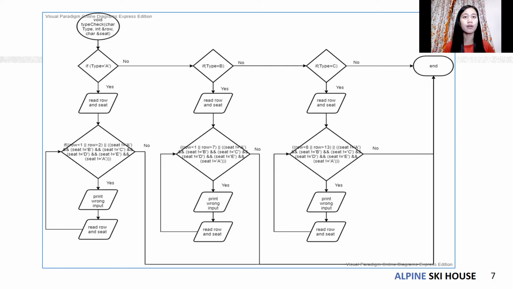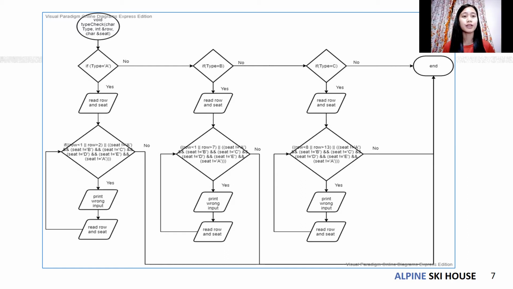From the second decision box, the flow direction of yes is going to the second input or output box, and then the flow direction is going to the third input or output box, and then going back to the second decision box, and the flow direction of no is going to the end. The flow direction of no at the first decision box is going to the new decision box.